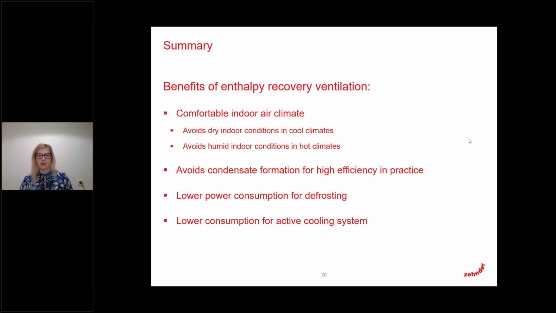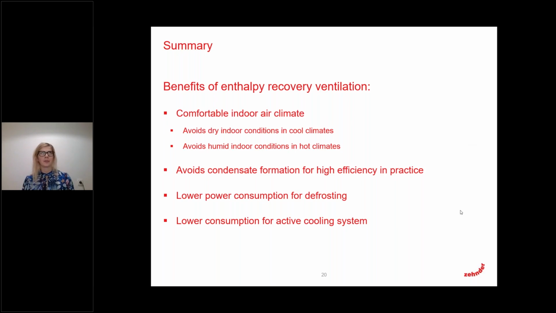It avoids condensate formation for high efficiency in practice. So we also have field tests and evaluated results. In that way, we have functioning systems where we can prove that the condensation formation is reduced. Also, there is the lower power consumption for defrosting, as Adrian brought out.